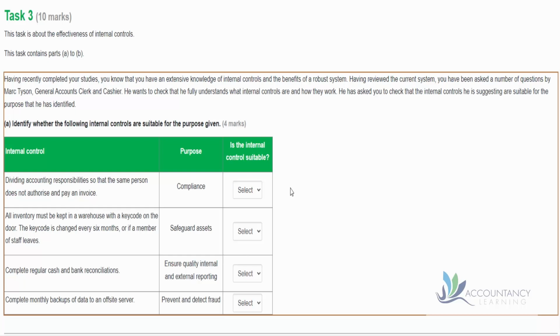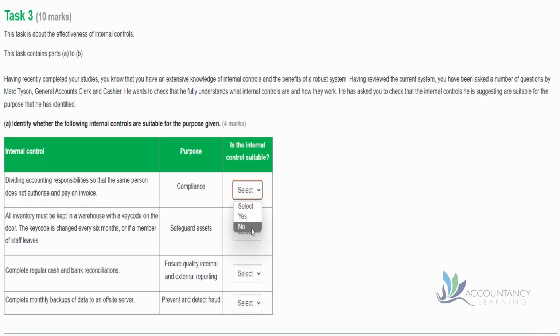So the first control then, we're going to divide accounting responsibilities so that the same person does not authorise and pay an invoice. That would be an example of segregation of duties, because if one person is responsible for an entire process, then they may perform that task without anybody else getting involved in it, and therefore any mistakes or fraud that they commit won't be identified. So segregation of duties is there really to prevent and detect fraud. It's not really for a compliance purpose, in compliance with legal requirements or regulations. So in this case, this control is a good control, but it is not suitable for the purpose of compliance.